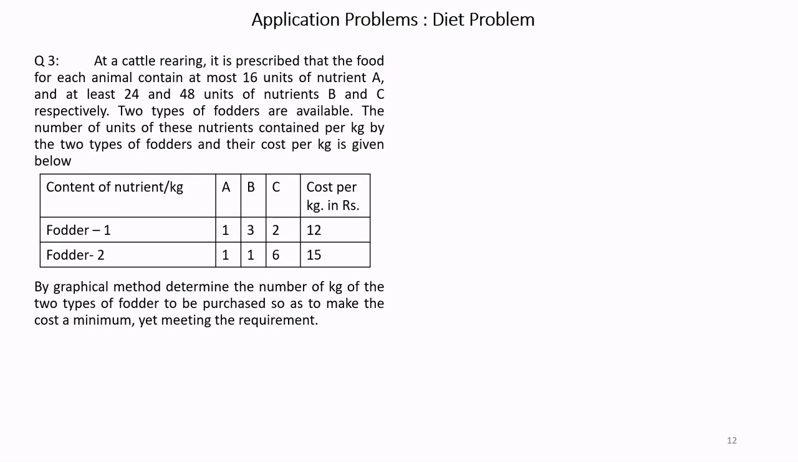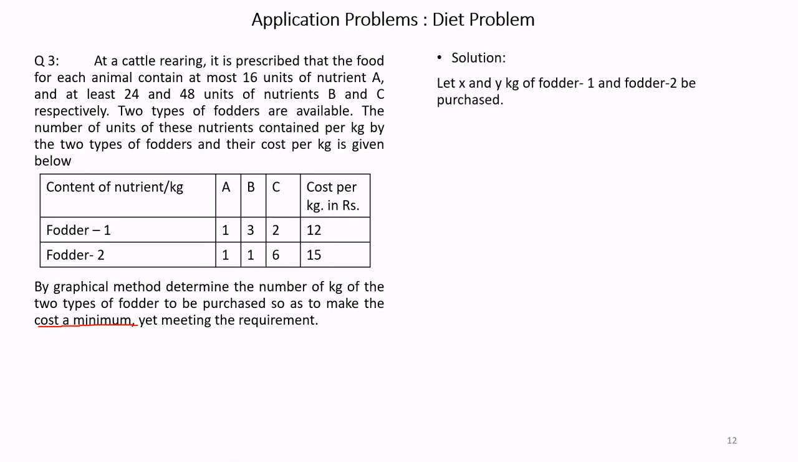Now, by the graphical method, determine the number of kgs of the two types of fodders to be purchased so as to make the cost a minimum. Note here, the cost should be minimum. So we have to find the minimum value in our final answer, yet meeting the requirements.